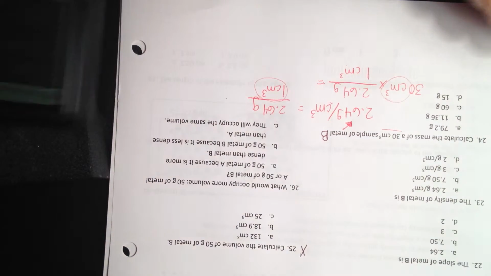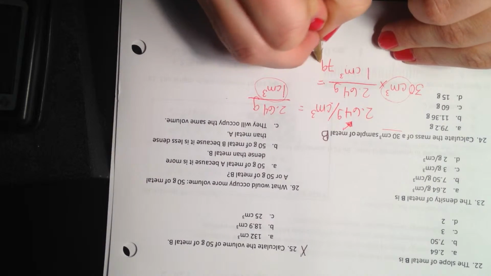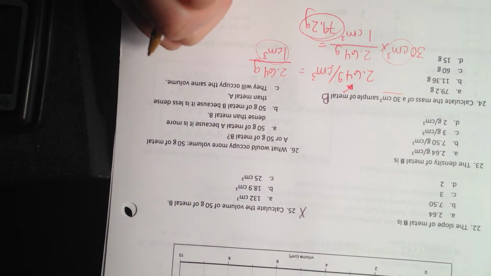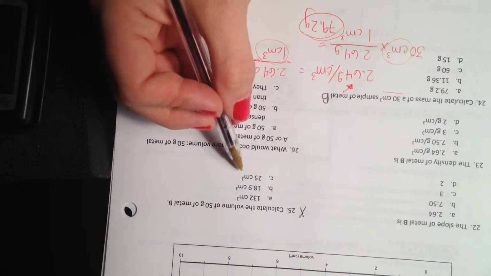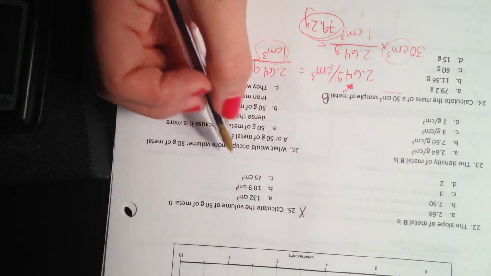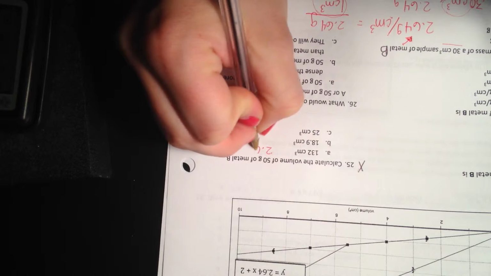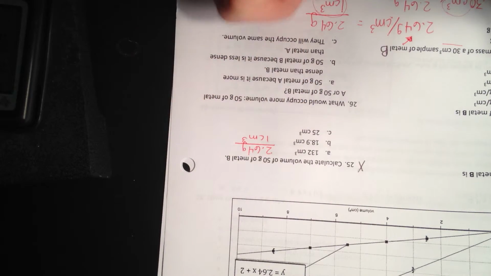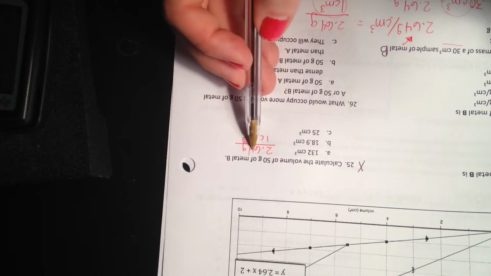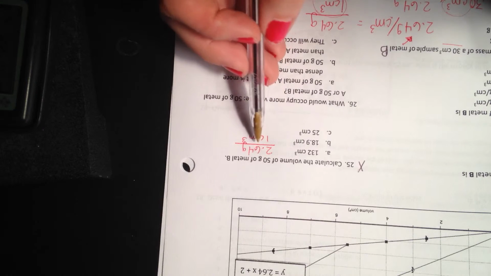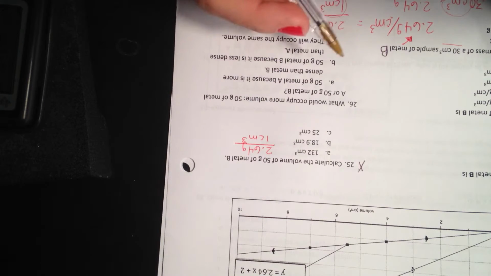You should get 79.2 grams of metal B. For number 25, we're kind of going the opposite way. You're given mass and you're asked to find volume. Again, metal B has a density of 2.64 grams for every 1 centimeter cubed. So for every 2.64 grams, that amount of mass is going to occupy 1 centimeter cubed.